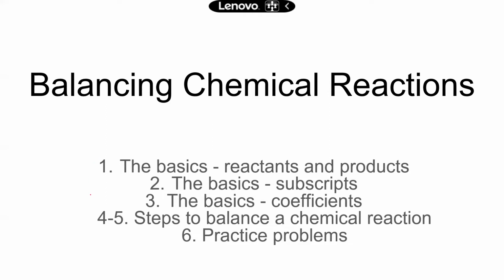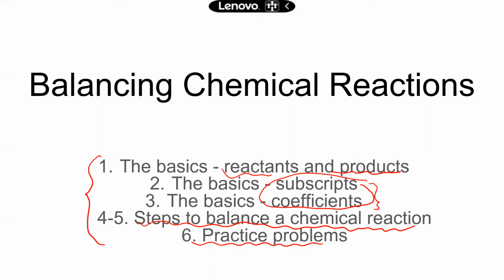So these are the topics we're going to cover today. First, I'm going to go over some of the basics. For example, what reactants are, what products are, and then we'll go over two very important terms, subscripts and coefficients. You absolutely have to know what these two terms are before you can balance any chemical reactions. Then we're going to go over two examples of chemical reactions and go through the steps to balance them. On the last slide, we will have some practice problems for you. Now, if you already know these basics, then feel free to jump ahead and just look at the steps on how to balance chemical reactions.